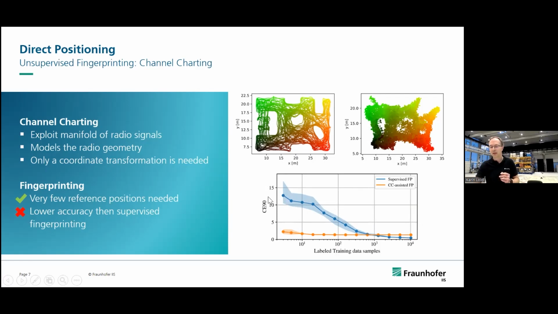You have the 90% positioning error on this side, and you have the number of labeled training data that you need to get a highly accurate position. For example, in the range of 1 meter.